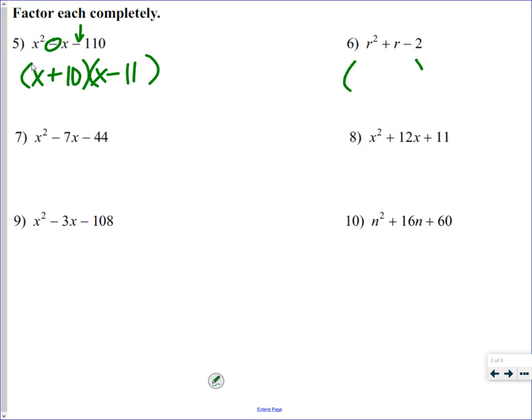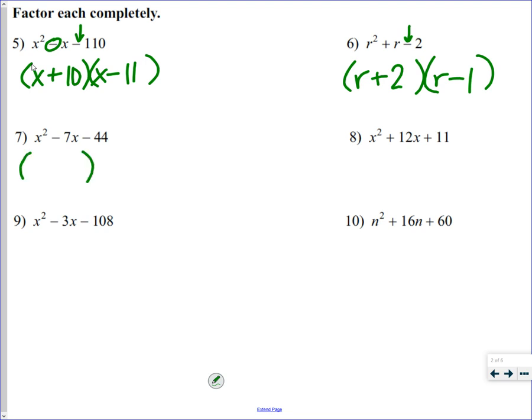For number 6, instead of x's, we've got r's here. This tells me that I've got different signs, so one's plus and one's minus. But numbers that multiply to be 2, I only have 1 and 2. And the middle term is a positive 1r, which means the bigger number, the 2, goes with the plus, the smaller one goes with the minus.